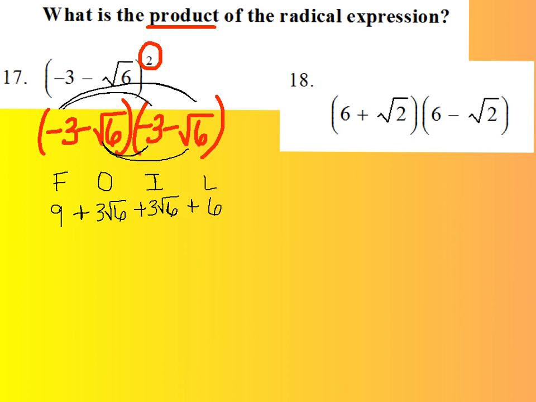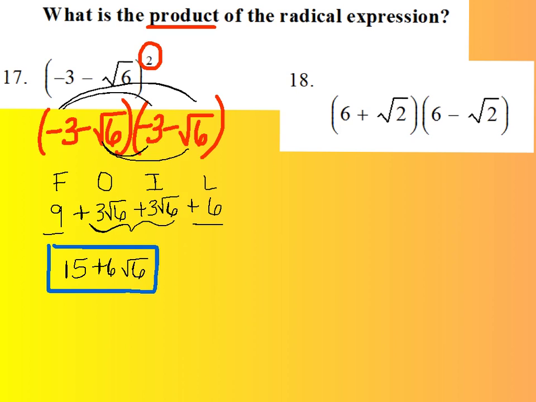So now combining like terms, we can say 9 plus 6 is 15. And we can combine our insides. The square root of 6 is the like term, so that stays. And then 3 plus 3 is 6. And this is our final answer. I'm not able to combine the 15 and 6 here because this 6 is attached to the square root of 6. That multiplication has to happen before I can do any type of addition. So here's your final answer.